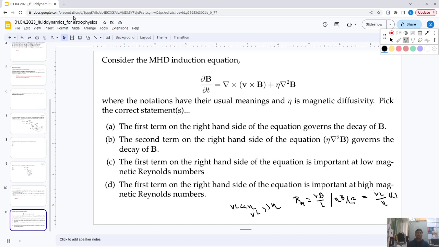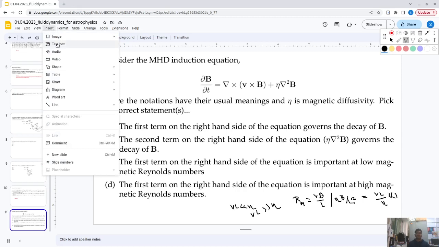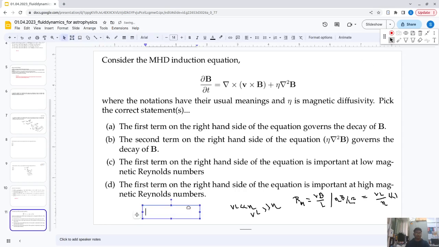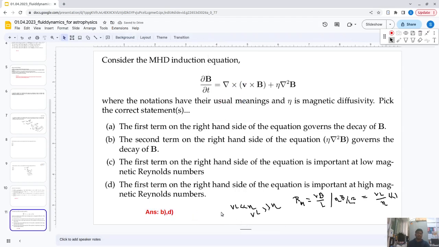Okay, so if you try to answer it here, the answer is B and D. Fine, so that's the case.